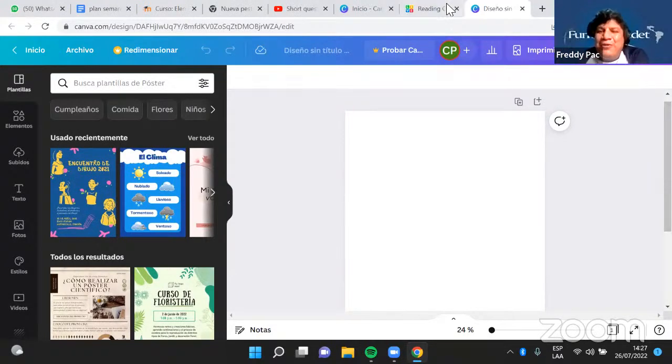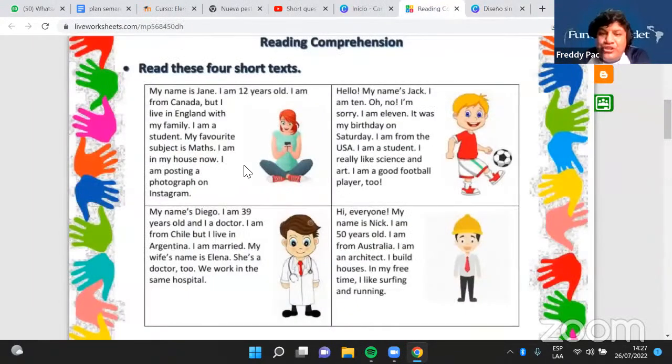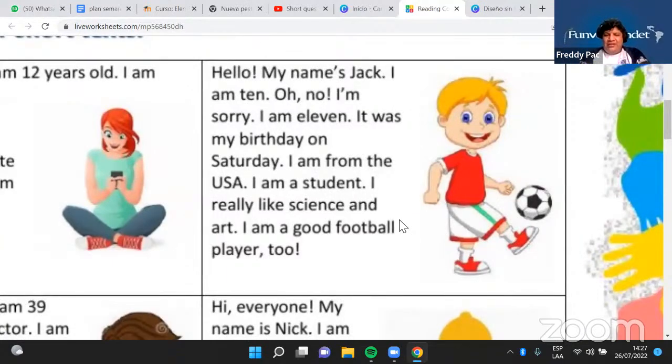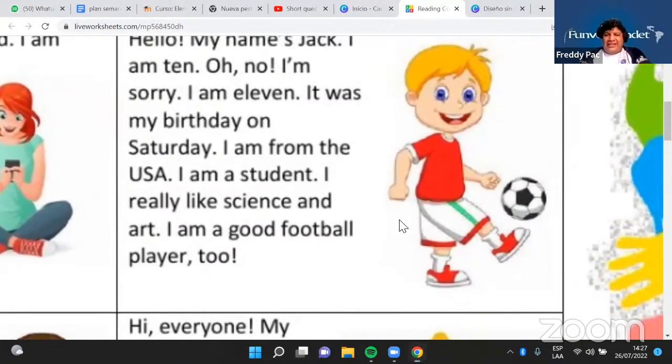How, teacher? Okay, I am going to send you this. You can choose. Don't do all 4, only one, guys, only one. You can choose this reading, this reading, this reading, or this reading. In my case, guys, I am going to use this reading to create my test.